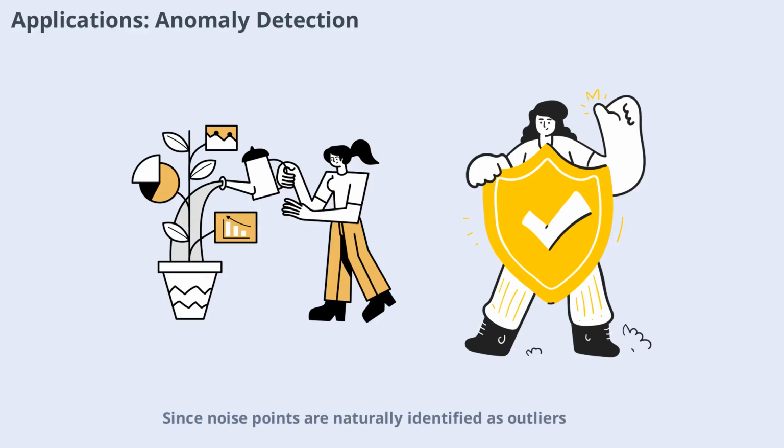Density-based clustering is also effective for anomaly detection. Since noise points are naturally identified as outliers, these algorithms can flag unusual behavior in financial transactions, network security, or manufacturing processes. This capability is crucial for detecting fraud, cyber threats, or equipment failures.